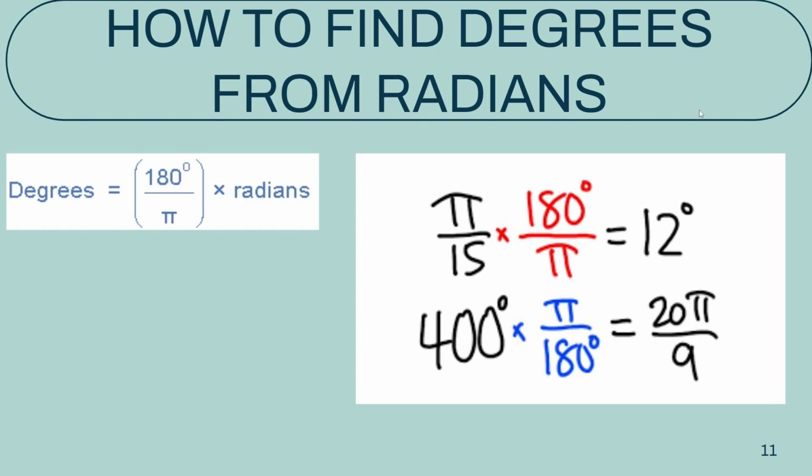When you are plugging it into a calculator, make sure that you have parentheses around each one of the numbers, so you would have parenthesis pi divided by 15, parenthesis, times, parenthesis 180 divided by pi, parenthesis. Okay, so that's how you find degrees from radians.